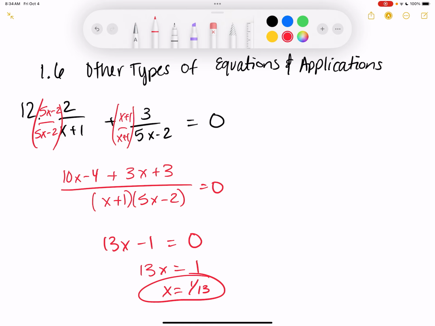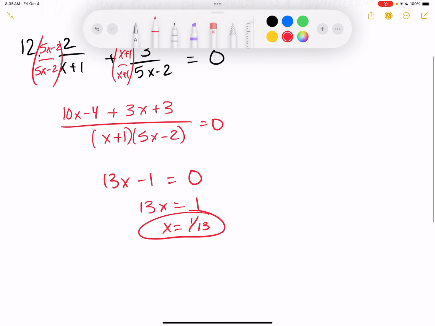Now, they say not to solve, but there's not a way that you really could have done this without actually solving it. So we just had to solve that one. Okay, I'm going to jump to actually solving equations because those ones are weird.